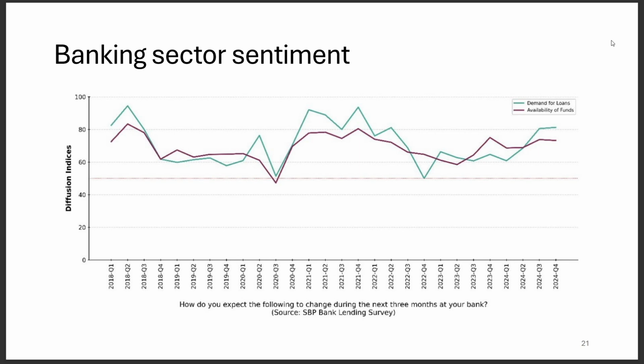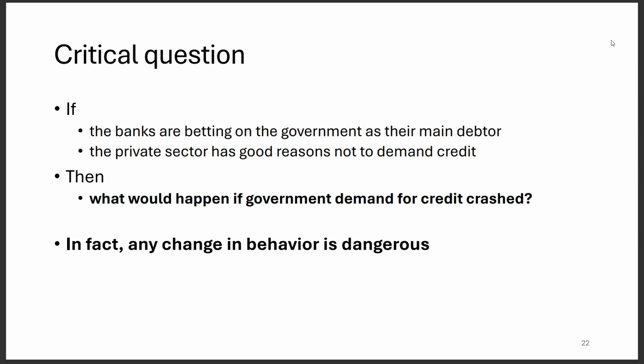I'm over time, so I think the critical question is if most of the demand in the financial system, in the banking system for credit is coming from the government, what happens if that demand just completely tanks? And I think the answer is that I don't think all of that liquidity is going to go to the private sector. The private sector doesn't want it, and so what you're going to get is a massive financial crash.